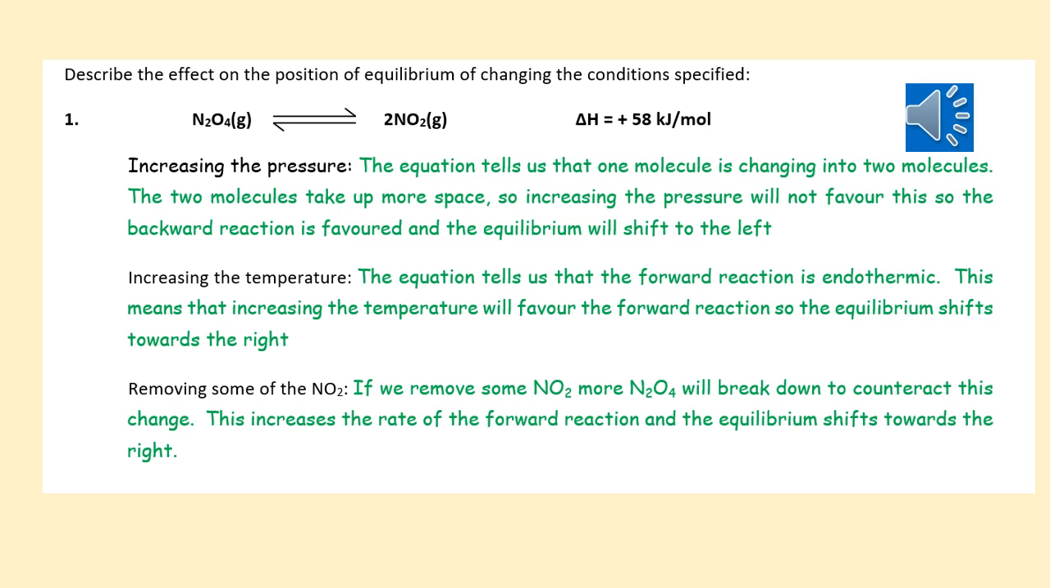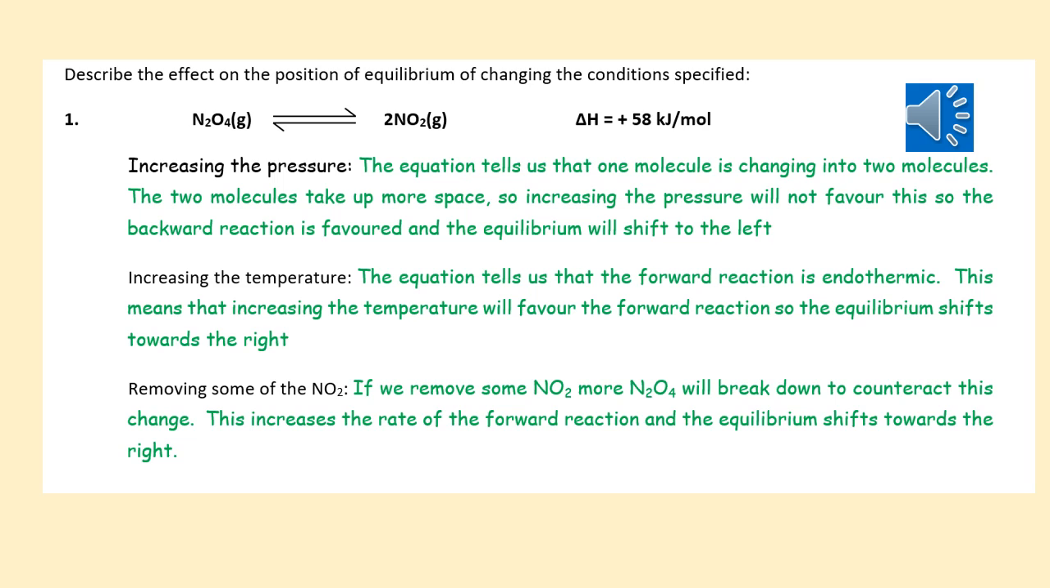And then I've got over to the other side, the delta H, the triangle H, equals plus 58 kilojoules per mole. Now that tells me that a certain amount of N2O4, which is called a mole, you'll learn about that later, takes in 58 kilojoules of energy to go into 2 NO2. So it tells you that the forwards reaction is endothermic.